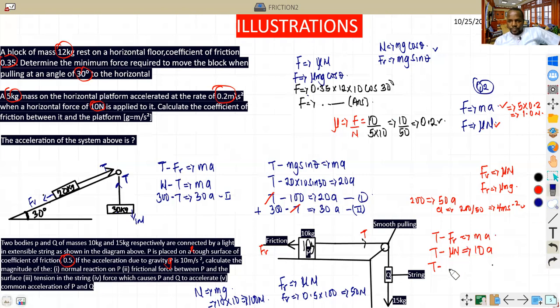So we have T minus 50 is equal to 10A, as the force at this point. What about the one acting downward? What's the equation? W minus T equals MA. So I will also do that.